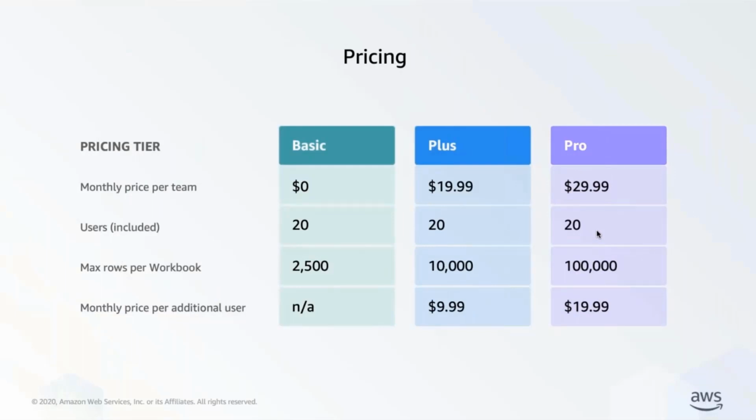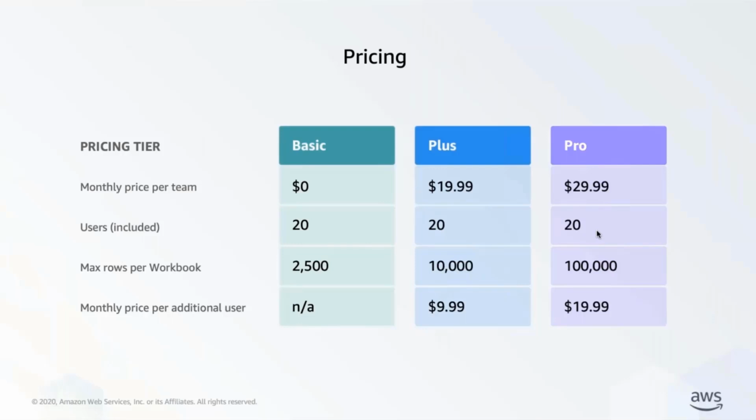Honeycode's pricing makes building multiple apps affordable. You pay the same for one app or 100 apps. Users are the number of people in your team that you can share workbooks or apps with. Rows refer to the maximum number of rows in your largest workbook. A Honeycode Basic account is free and provides you with up to 20 users, and each workbook can have up to 2,500 rows. If you need a larger max row limit or more than 20 users, you can upgrade to either the Plus or Pro tier. The paid tiers also provide you the ability to use the API or SSO using AWS Directory Services.